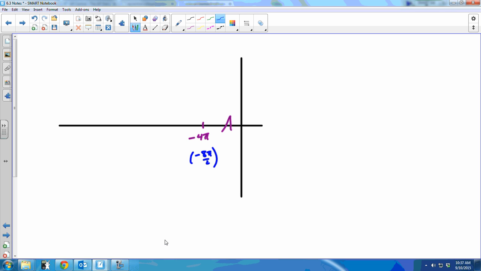So my next hash mark then will be negative 9 pi over 2, right? Because we have negative 8 pi over 2 to negative 9 pi over 2. So the next one would be negative 10 pi over 2. Well, negative 10 pi over 2 reduces down to negative 5 pi. And the next one would be negative 11 pi over 2. And the next would be negative 12 pi over 2, which is negative 6 pi.